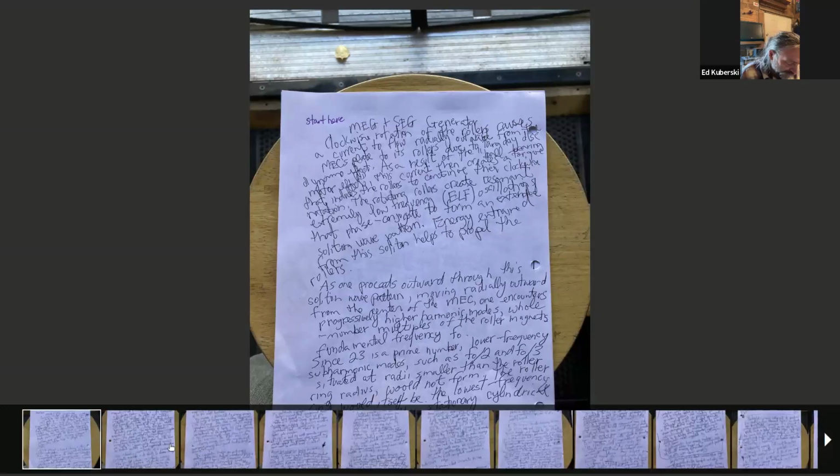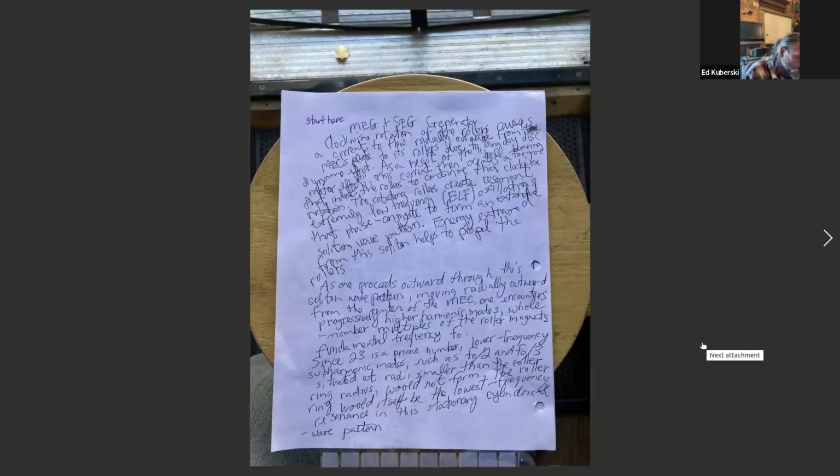So that's important. This stationary cylindrical wave pattern. So they're talking about the SEG here, the Searle generator. Okay, so I go on.